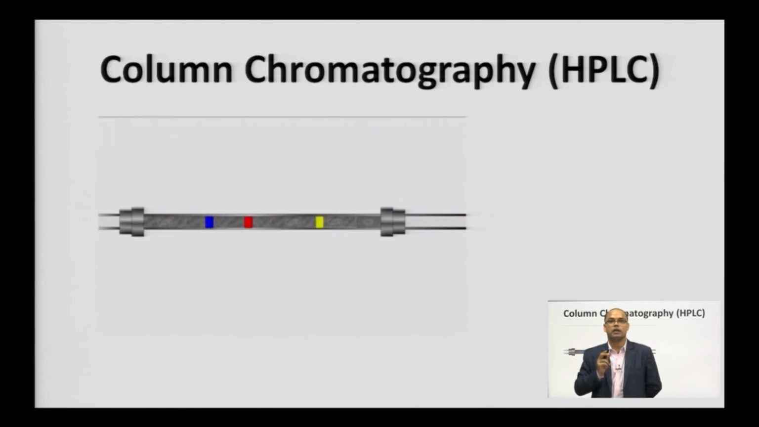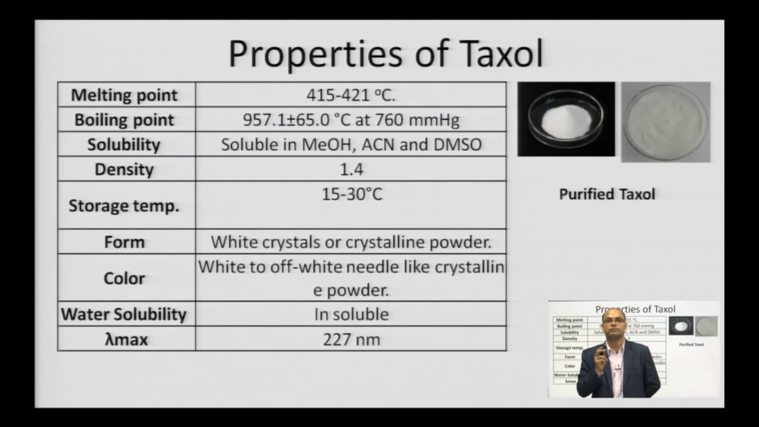You can see the different rates of flow through the column. Components flow at different rates through the column, and this difference in rate of flow depends upon the interaction between the stationary phase and the mobile component. If the compound has more affinity to the stationary phase, it moves slowly, and if it has the least affinity, it moves at a faster speed. In this way you can achieve the separation of compounds through column chromatography.